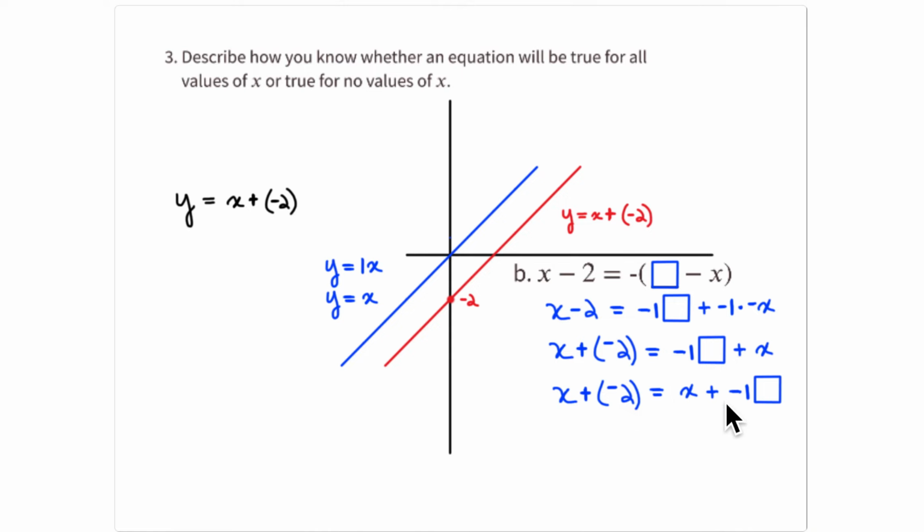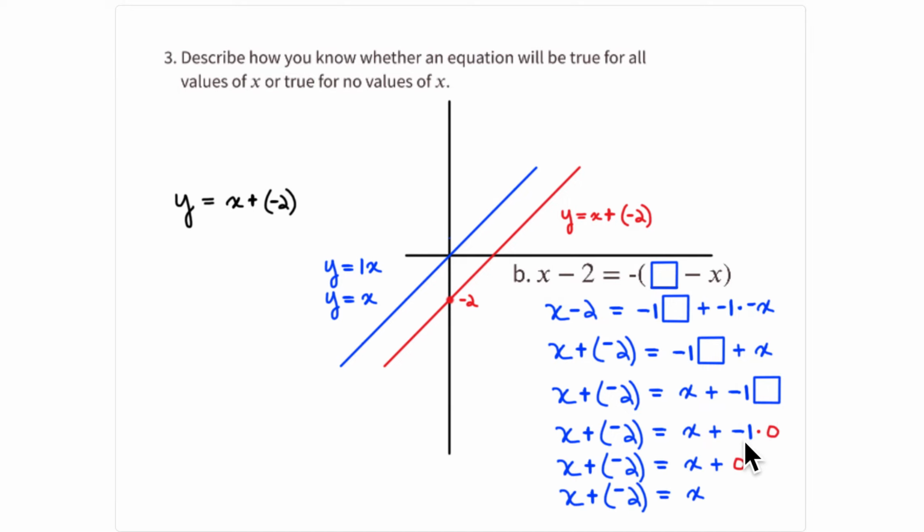So you get down to here, you have the expression on the left side, the expression on the right side. So I'm going to choose 0 here. So -1 times 0 is 0. 0 plus x is x. So now we have the same thing that we had just a moment ago. We have x, but now we're adding -2 to it on the left side. We have x, and we're not doing anything to that value on the right side. So these two expressions are not equal to each other.